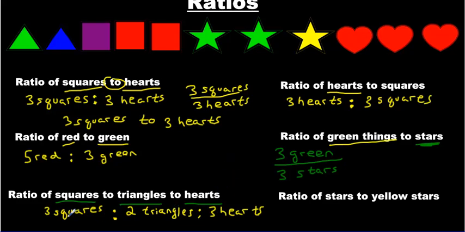We can write 3 comparisons, a 3-term ratio. This is called a 3-term ratio. 1 term, 2 terms, 3 terms. These other ones are all 2-term ratios because we're only comparing 2 things. This is a 3-term one.